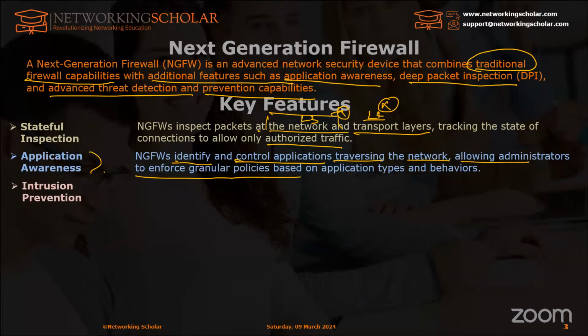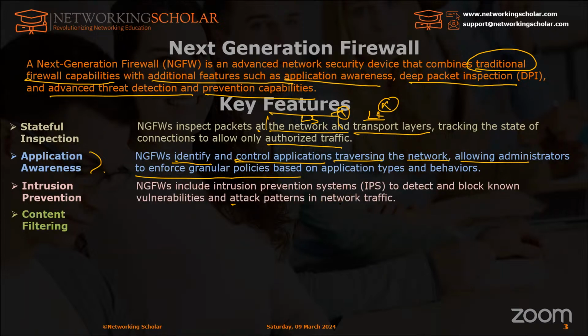Then there is intrusion prevention. We will discuss it later in brief, so let's take a small introduction here. The next generation firewall includes IPS that blocks unknown vulnerabilities and attack patterns in the network. Suppose something is an unknown vulnerability, something coming for the first time in your network, or it is new to the internet. In that case, it is going to work.